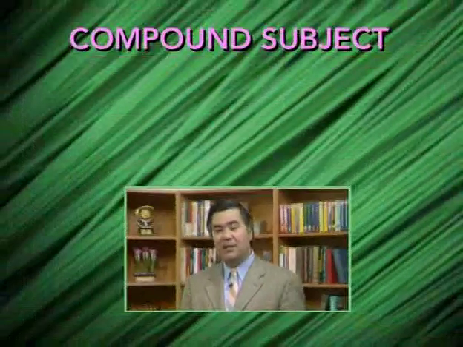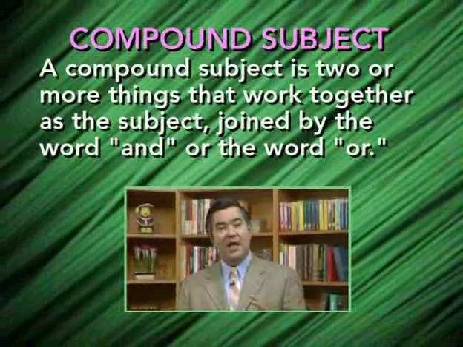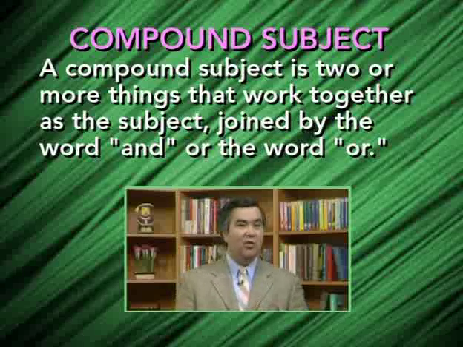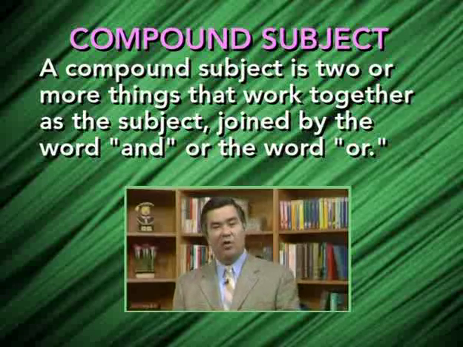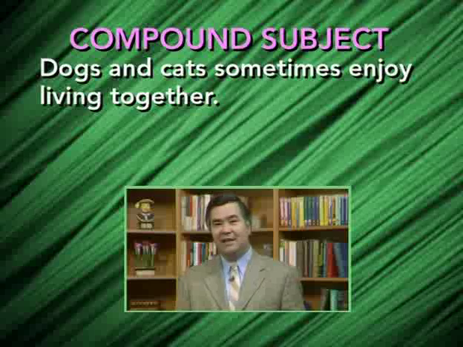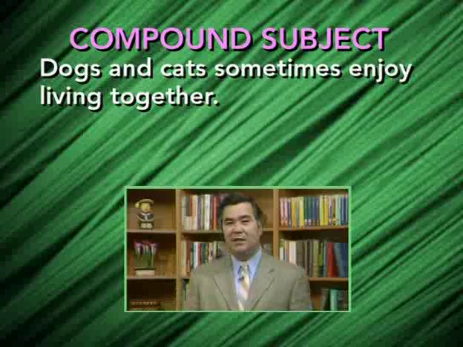Now, occasionally, this kind of simple sentence structure gets a little more complicated with the addition of a compound subject. What is a compound subject? A compound subject is two or more things that work together as the subject. Usually, these two or more things are joined together by the word and or the word or. Look at this example. Dogs and cats sometimes enjoy living together. What's the subject of this sentence?